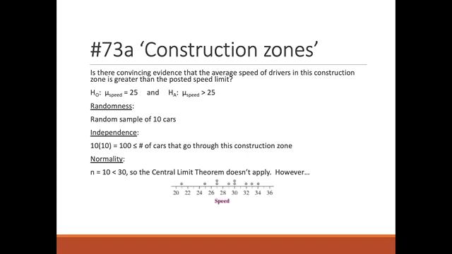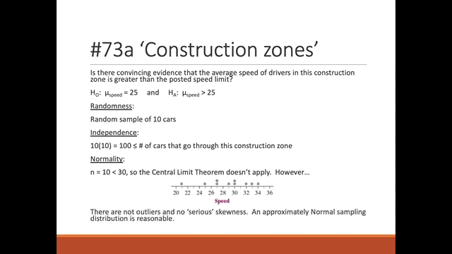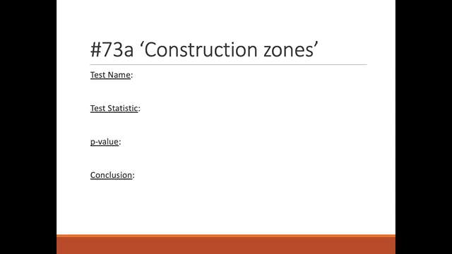But if you look at the given dot plot, the speeds don't have outliers, and they don't show any skewness in either direction. There are no outliers, there's no serious skewness, so it is reasonable to still use an approximately normal sampling distribution for the sample mean. And again, the idea is we're going to calculate a sample mean, and we're going to use that sample mean in order to create our test statistic and our p-value.